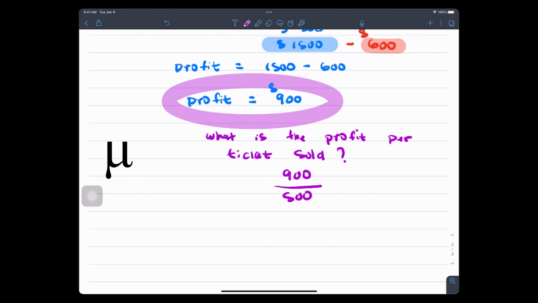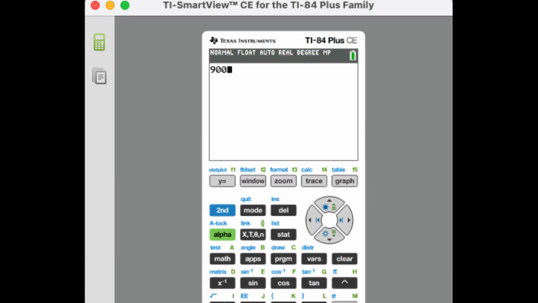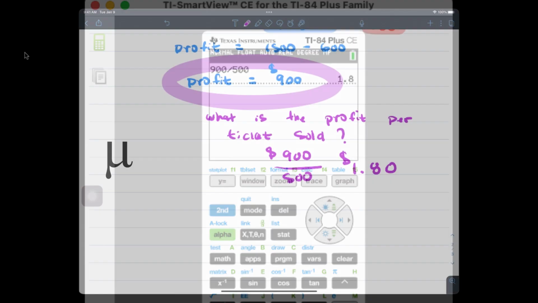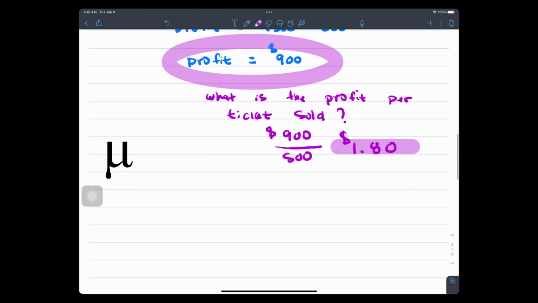So if I go to the TI calculator here, okay? Let's find the TI. If we take the $900 divided by the number of tickets that we sold, that gives you a unitized kind of number. The profit per ticket sold is 1.80. This is dollars, ladies and gentlemen. $900 divided by 500 is going to give you $1.80. This, ladies and gentlemen, is the whole point. Okay, we're looking at what's called the profit per ticket sold. That is the expected value for our raffle.